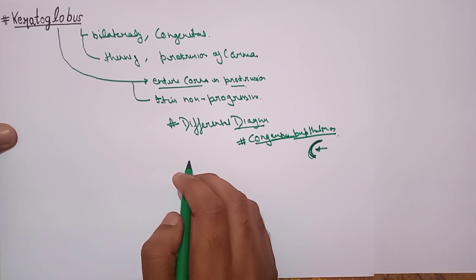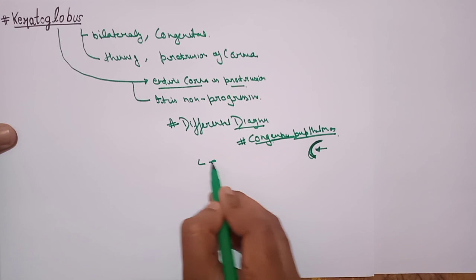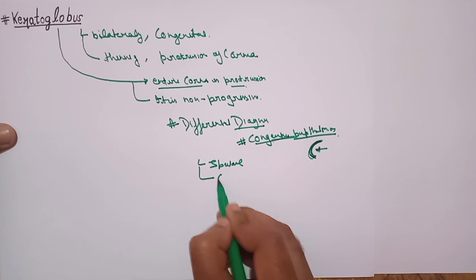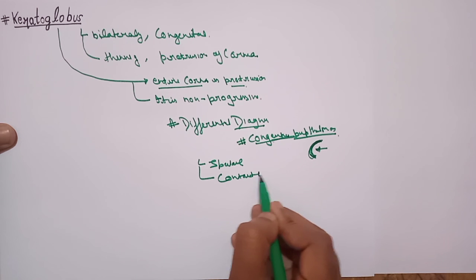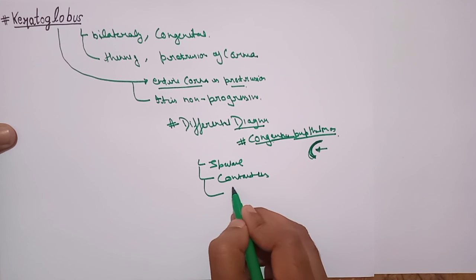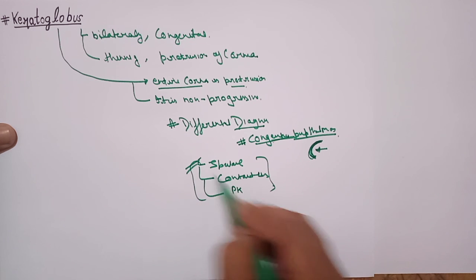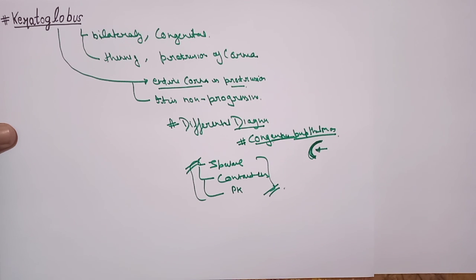The line of treatment is the same. First, spectacles. Second, contact lenses. Third line of treatment is PK. So these are all the treatments of keratoglobus.